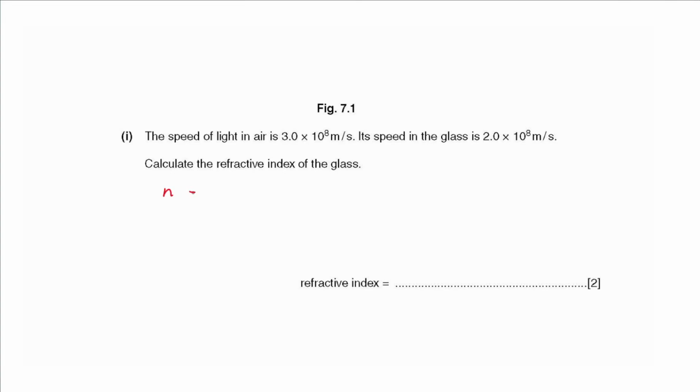The refractive index is equal to the speed in air divided by the speed in the other medium. The speed in air is 3.0 times 10 to the power of 8. The speed in the other medium, which is glass here, is 2.0 times 10 to the power of 8. So it is the same as 3 divided by 2. That gives an answer of 1.5. And there is no unit for the refractive index.